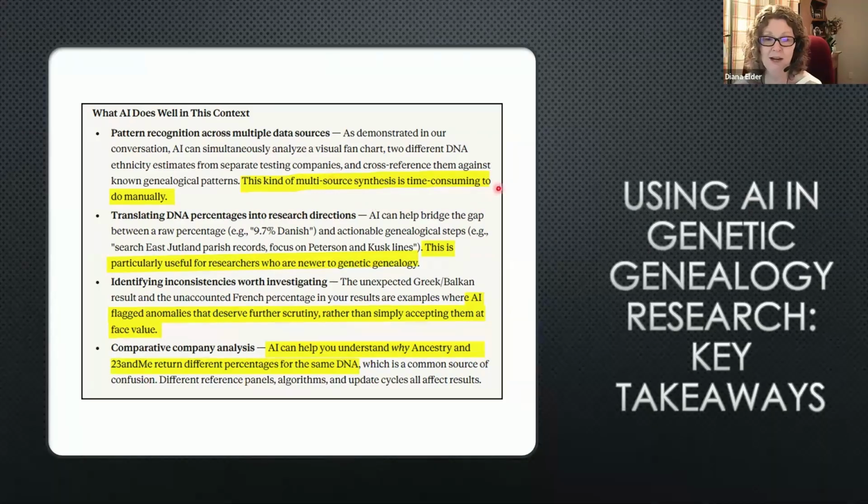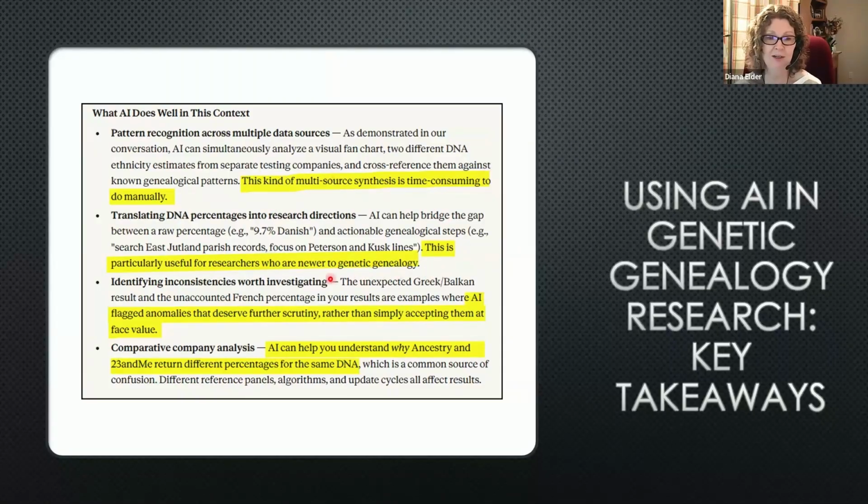And that's absolutely right. I never would have taken the time to do this because it would have seemed too hard. And having AI do this for me really quickly did give me some new ideas. Translating DNA percentages into research directions. Yes, this has helped me.